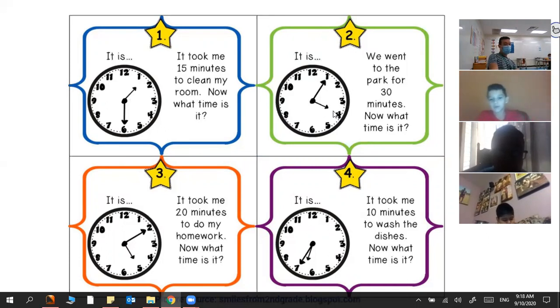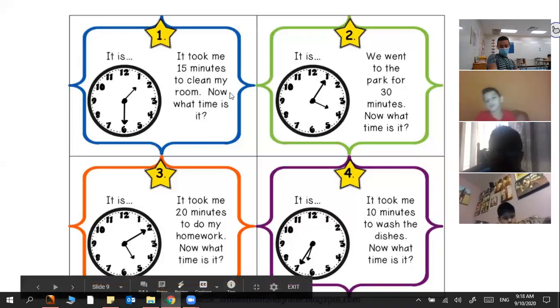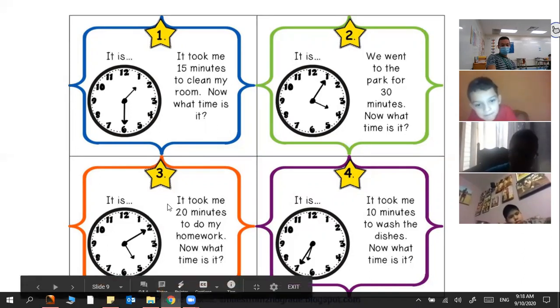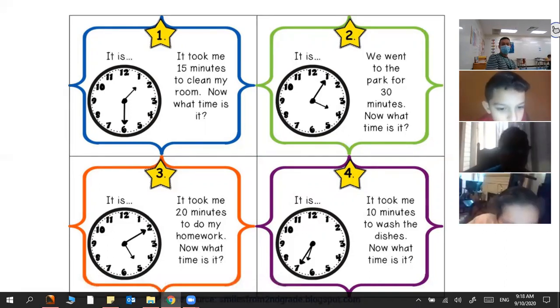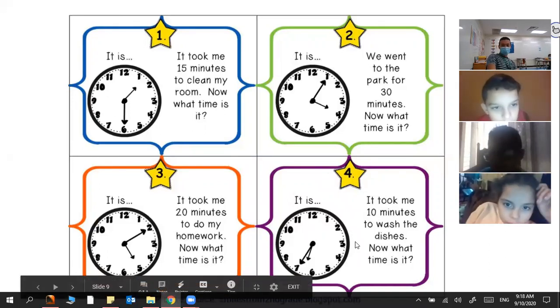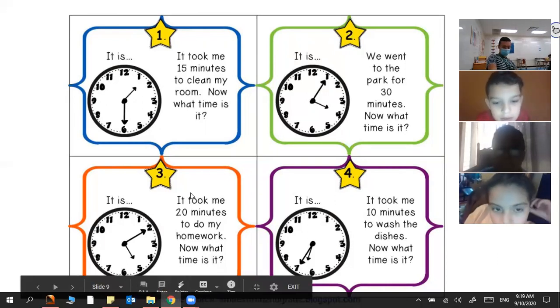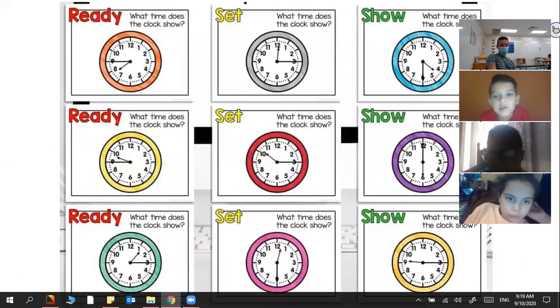Number two, what time is it number two? Look. 4:05. Good, Rosanna. 1:15? No. Mira, está en el uno. 4:05. 4:05, good, Kyra. Very good. Now, number three. What time is it on number three? 5:10. Very good. And the last one, number four, is? 6:35. Okay. Good. All right.